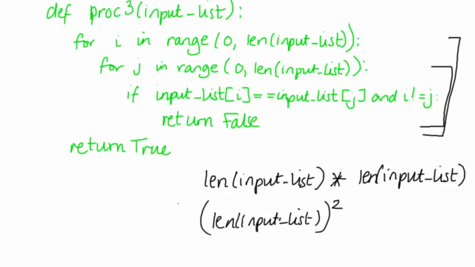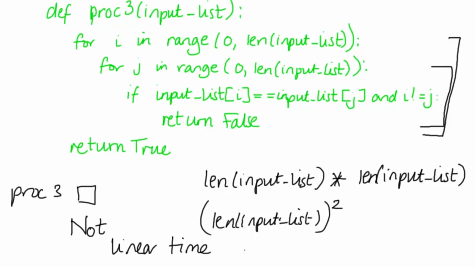And if it's something squared, it's no longer linear. So this is not linear time. So the correct answer was procedures 1 and 2 run in linear time with respect to the length of the input list, and procedure 3 does not.